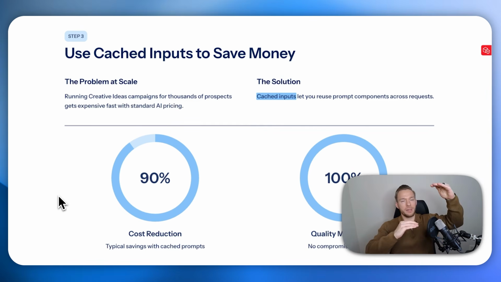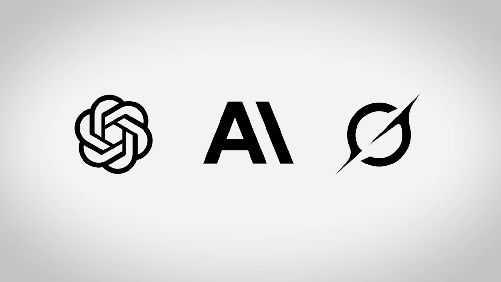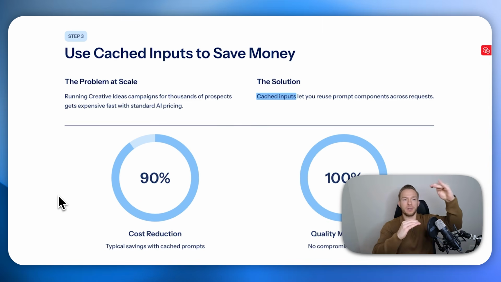And then you want to use cached inputs. As long as you keep the beginning of your prompt the exact same, when you send it to OpenAI or Anthropic or Grok, whoever you're going to use, they will say, oh, this input is exactly the same. I'm not going to charge them as much money to process this input because I've already processed it. So if you set up my prompt in the way that I show you below, you're going to be golden.